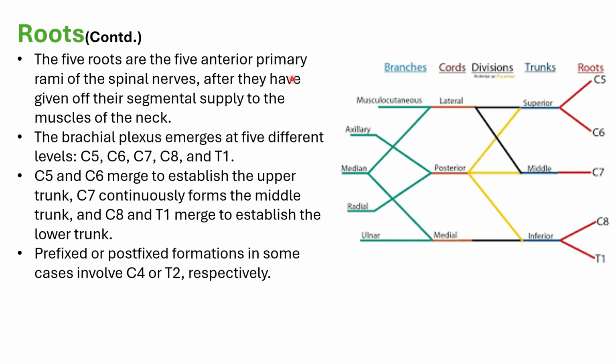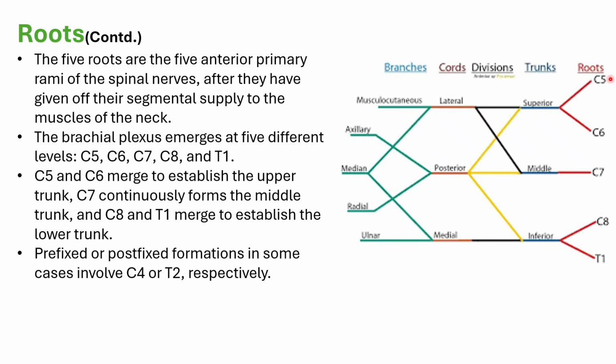The 5 roots are the 5 anterior primary rami of the spinal nerves. After they have given off their segmental supply to the muscles of the neck, the brachial plexus emerges at 5 different levels: C5, C6, C7, C8, and T1. C5 and C6 merge to establish the upper trunk. C7 continues to form the middle trunk, and C8 and T1 merge to establish the lower trunk. The prefixed or postfixed formation in some cases involves C4 or T2 respectively.